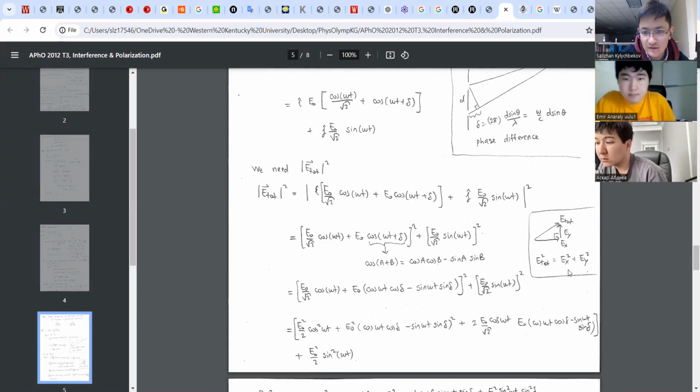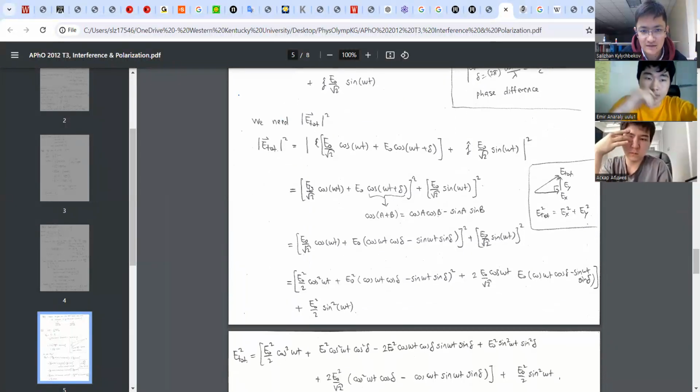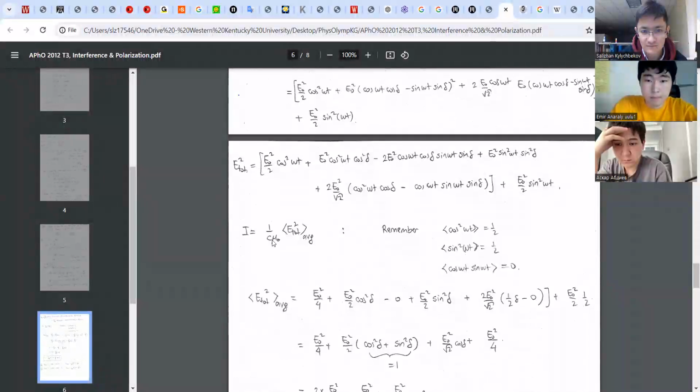And total electric field is what? I squared plus J squared, Pythagorean theorem. After you find that, the rest is just time averaging it and multiplying by the factor.